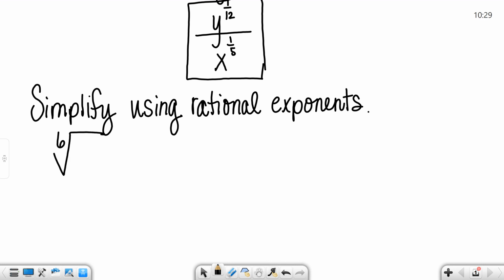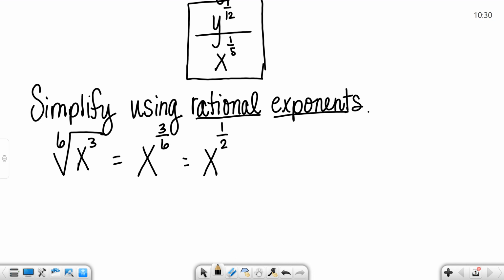All right, so I've got the 6th root of x cubed. If I rewrite that using rational exponents, it would be x to the 3/6. Now, that can be simplified. You can simplify that fraction to say 1/2. Now this would be rational exponents. All right, that would be that answer.